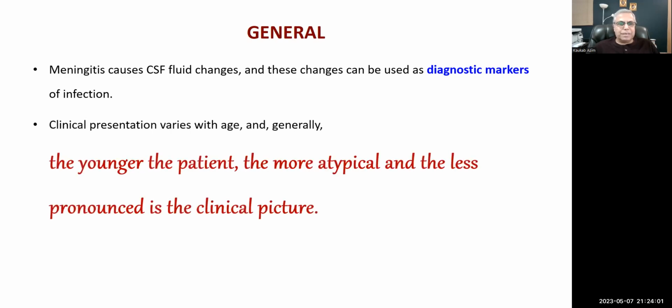So clinical presentation varies with age. This is an important point for you to remember. The younger the patient, the more atypical and less pronounced is the clinical picture. So it becomes a little bit difficult in the babies, but it's not that difficult. You can diagnose that if you take a good history and examine the patient very carefully, and you are obviously working in an infectious disease ward, so you commonly see these things.